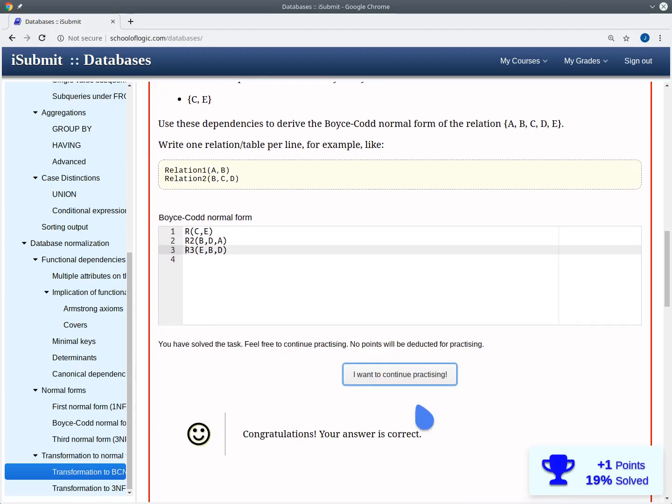This is not the only correct result. Depending on the order in which we consider the functional dependencies, we can get different results, and the system will accept any correct answer.